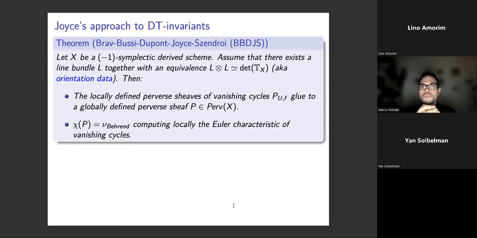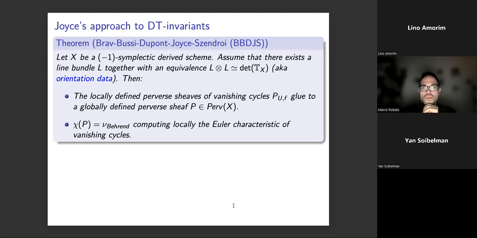But then, of course, if you'd like to glue the constructible sheaf on the stack of objects on your derived stack, you should be more careful. So I hope I will. Okay. Go ahead. Sorry. Okay.